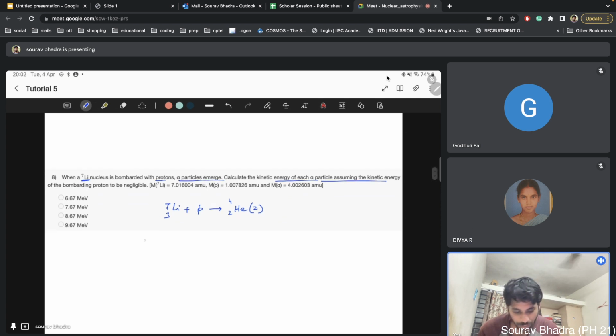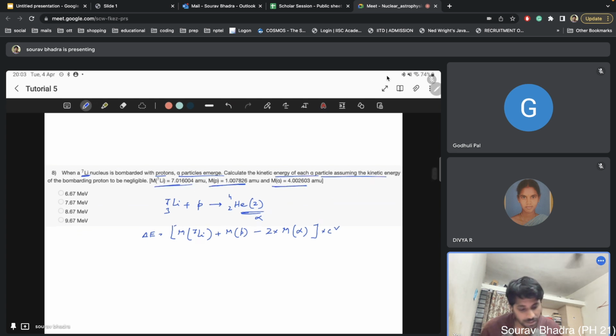That means you have to calculate the energy released, that is the mass of 7Li plus the mass of the proton minus 2 times the mass of alpha, as there are 2 alpha particles, all times c squared. Just put M_p, M_alpha and M_Li all in AMU units, and for c squared use 931.5 MeV. This will be your energy released, that is 17.35 MeV. Just put these values in.